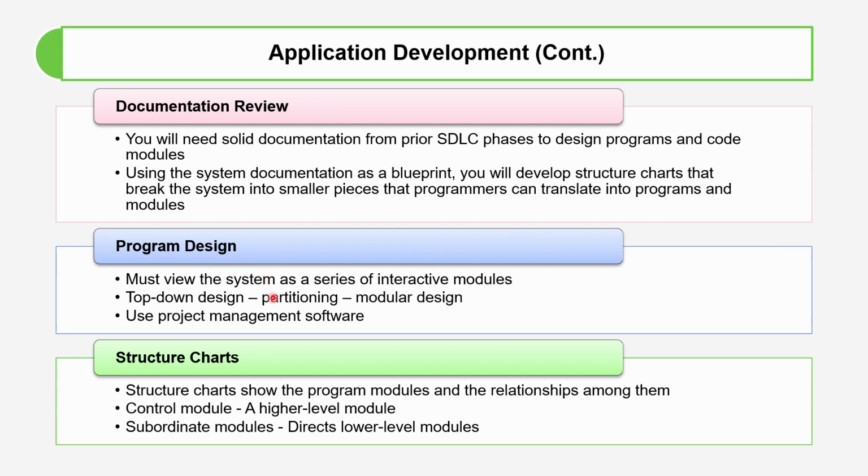For the program design, you must view the system as a series of interactive modules. For the top-down design, partitioning until the modular design, you can use project management software for the program design. And the structure chart will show the program modules and the relationship among them. The control module is a higher level module, and subordinate modules are the direct lower level modules.